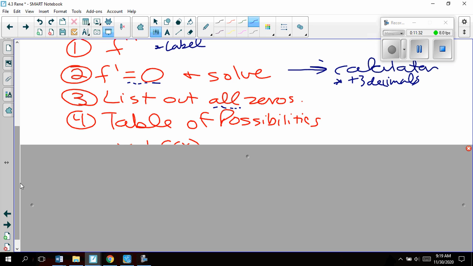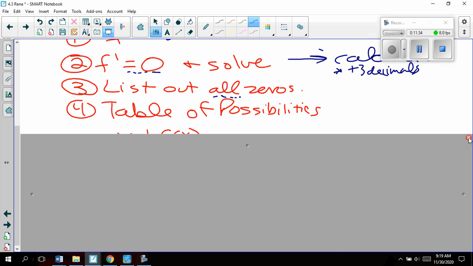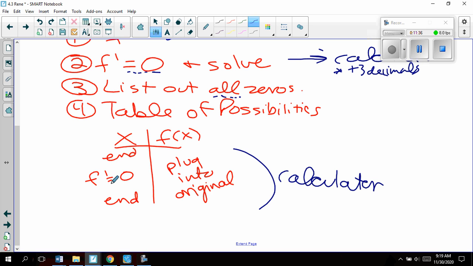Okay, so then 4 is that table of possibilities. What are the things that could happen? Make sure, if there was a 0 that was -10 and this thing ends at 0, don't put -10 in your table. You're just going to put the ones that fit in that range. Make sure you plug them back into your original. You're not going to put them back in your derivative, because you're going to get zeros for all these middle ones.